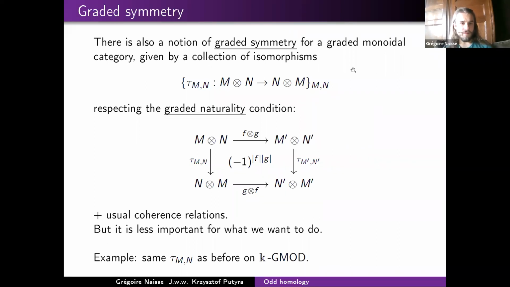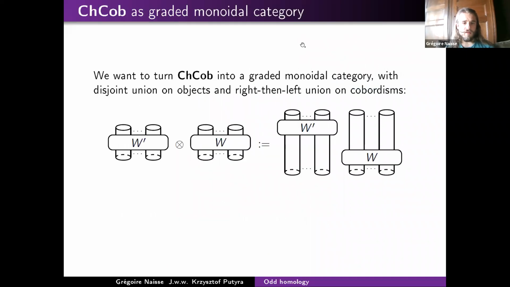Okay. So now my goal is to turn this category of chronological cobordisms into a graded monoidal category, so that our functor OF will become graded monoidal. So the first issue we have is that if you just do a disjoint union of chronological cobordisms, you could end up with critical points at the same height. So what you do is you use again this right and left convention. And so you put first your component that is on the right below, and then the other one, you put it on the top.